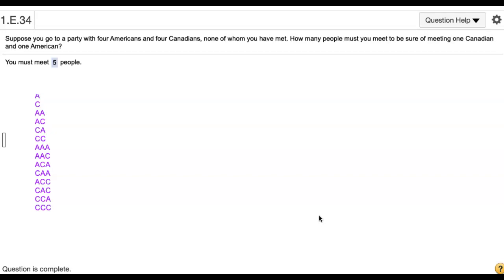Now here I've been saying things like if order matters. I don't believe order matters in this particular example. It doesn't mention anything like that, so I don't think we have to worry about it.